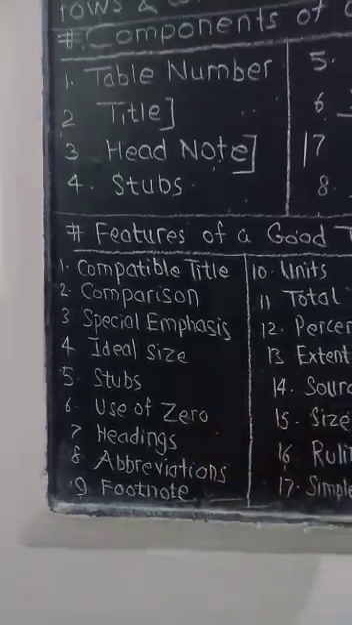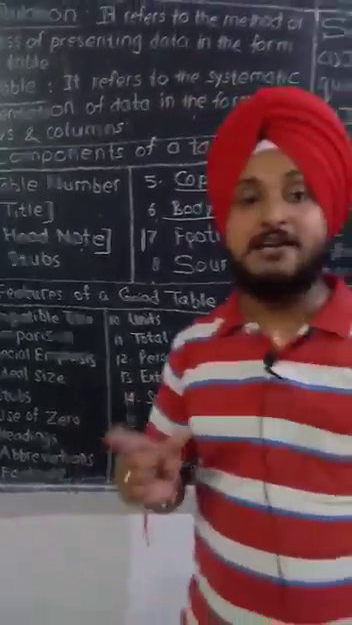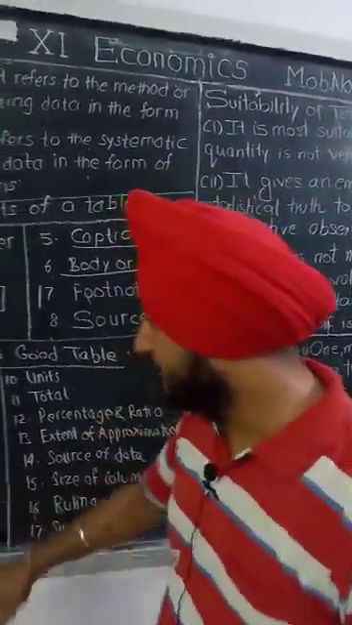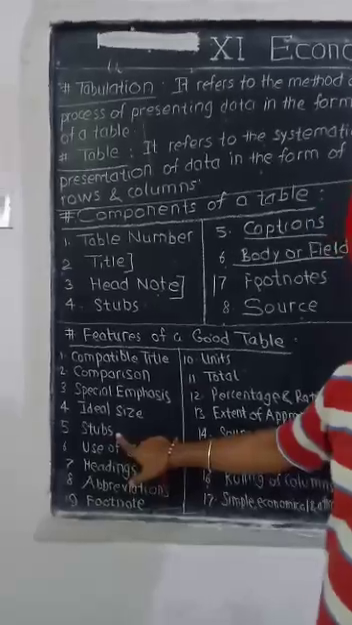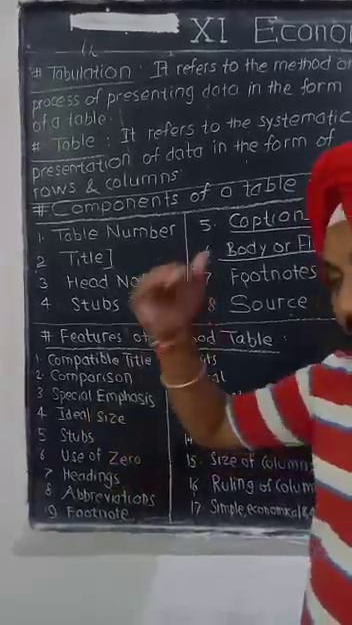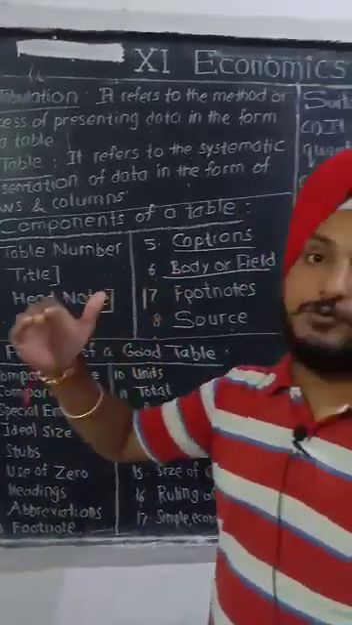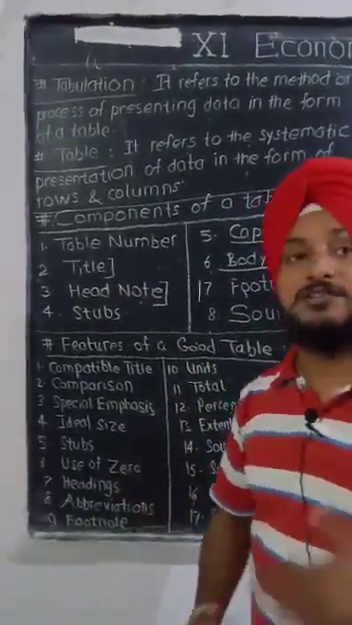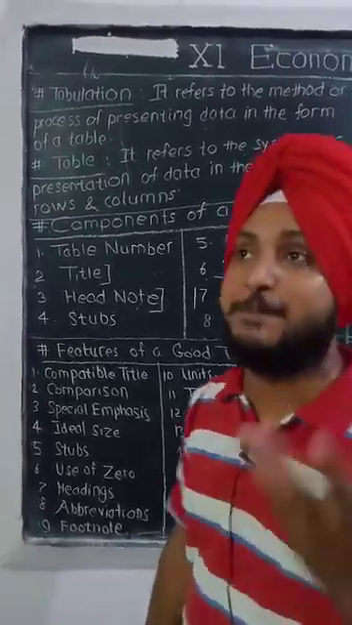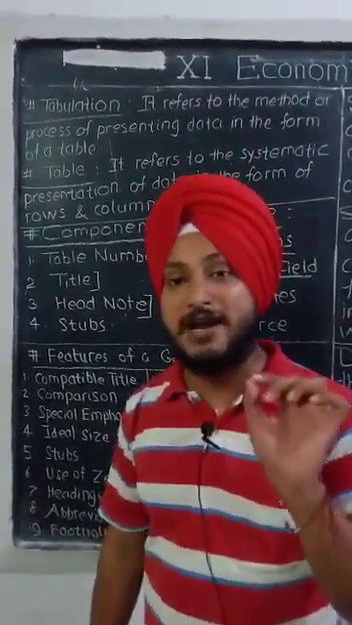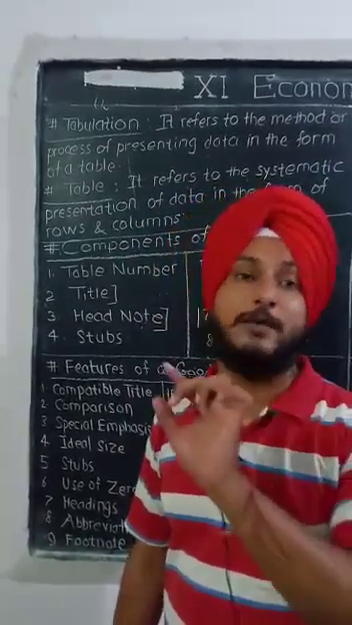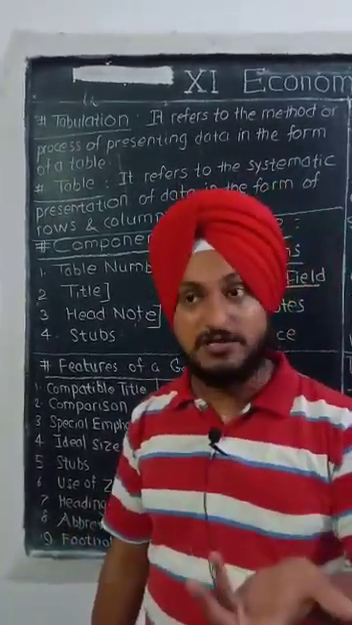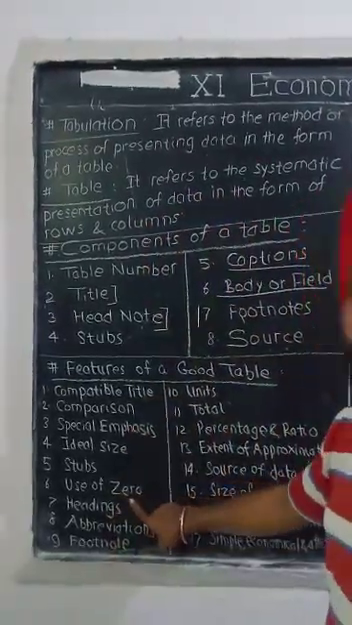Then ideal size. The size of the table should be ideal. It doesn't mean that we make some columns large and some small. No, the ideal size should be there. Stubs, the heading of rows: a heading must be given on each and every row so that the reader gets the appropriate information. Use of zero: for example, if a student is absent from the examination, we cannot write 0. We will write data not available, or absent. So 0 should not be written.